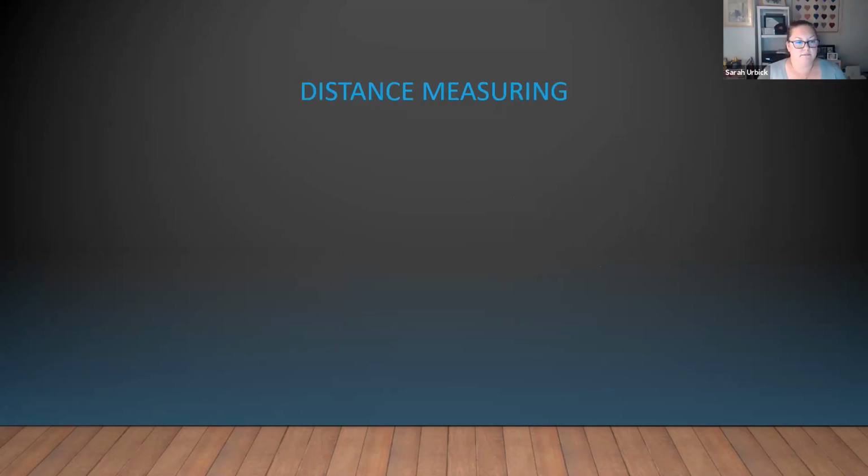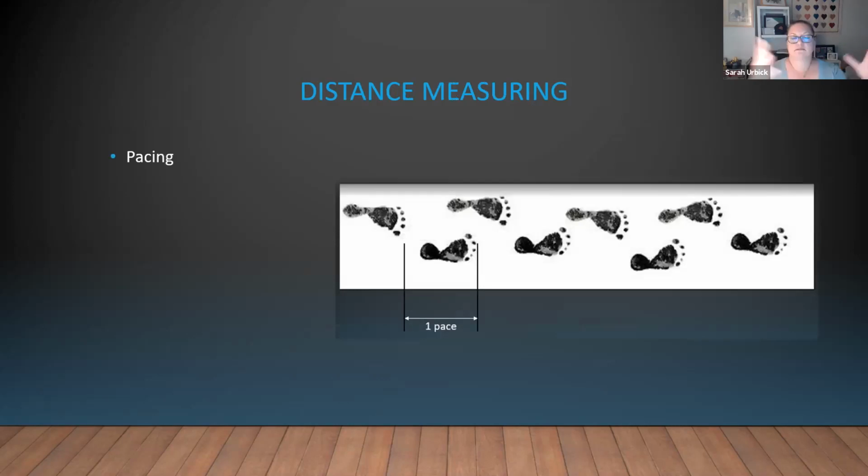All right. More distance measuring. We're going to see if my animations work on my slideshow here. My pacing. The length of your stride: how many strides over the course of that distance multiplied by the length of your pace that you've calculated from an average.